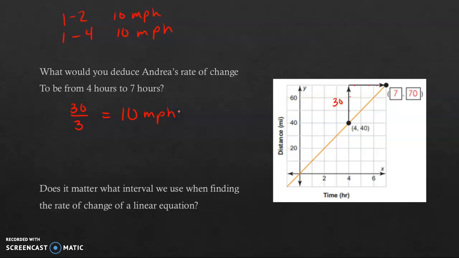Should we be shocked that it is, again, 10 miles per hour? No, because does it matter what interval we use when finding the rate of change for a linear equation? And the answer to that is no. It doesn't matter what interval we use because the rate of change is constant. So I'm going to write rate of change, ROC, is constant. You cannot have a rate of change that is not constant.